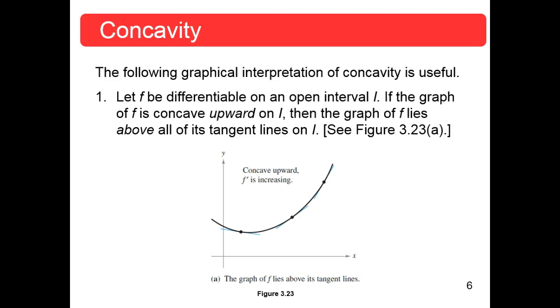So what this means, the f prime, the slope of the tangent line, is increasing, trying to keep up with the function. And as we just said, that means the second derivative is positive. The book hasn't gotten there yet, but that's where we're headed. The graph of f lies above the tangent lines.